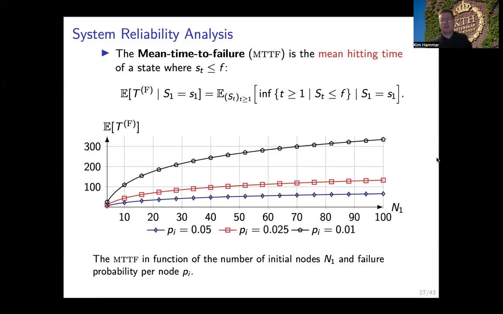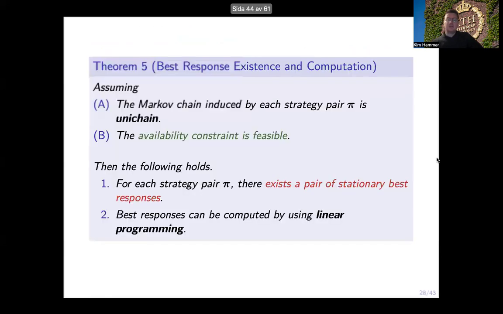But really the key insight here that I want to convey is that we can analyze reliability of the system by simply looking at the sequence of states in the game, which forms a Markov chain. And if that Markov chain has a stationary distribution, and if the service availability constraint is feasible, then there always exists a best response of each player that can be computed using linear programming. And the key behind proving this theorem is that finding a best response can be formulated as a constrained Markov decision process in our game. And therefore, the theorem basically follows from standard results in Markov decision theory.